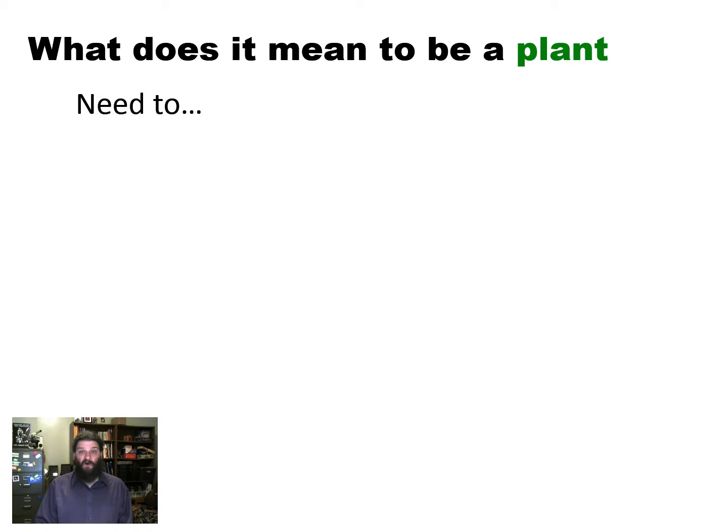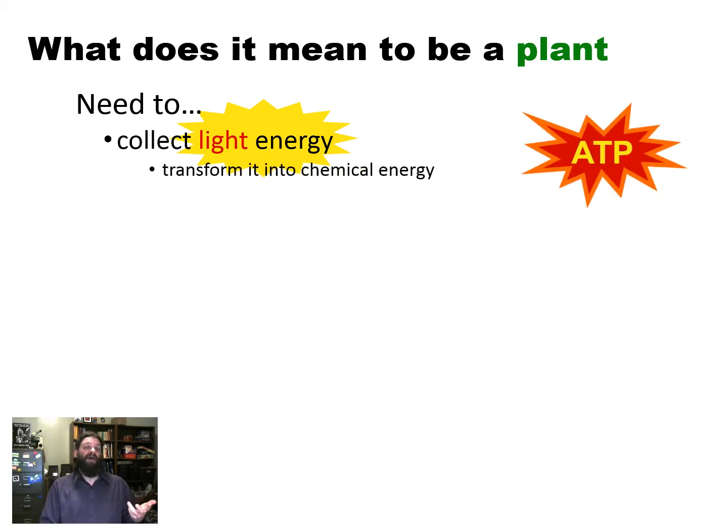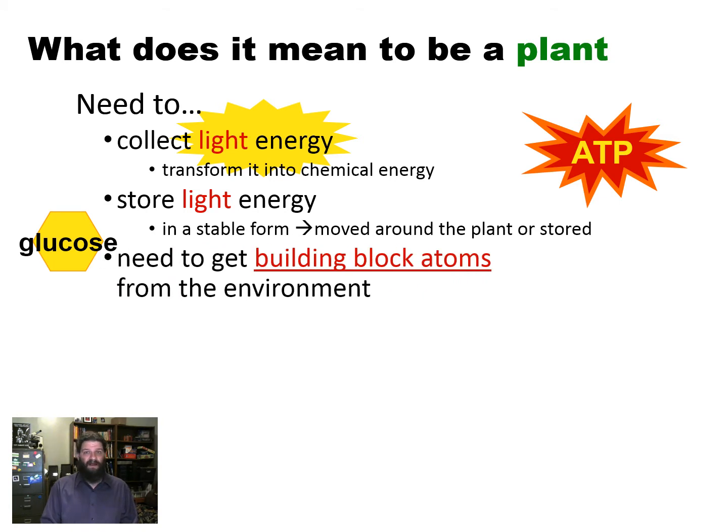Let's say you wake up tomorrow morning and you find yourself to be a plant. Well, you're going to need to be able to do a few things that you can't really do right now. One of which is have a way to collect light energy so that you can convert that into a chemical energy form, ATP, that's usable by the cell. But ATP is a terrible storage molecule. It's too unstable. So you need to be able to use the energy in ATP to make other storage molecules that are a little more stable, like glucose, and we can move that around.